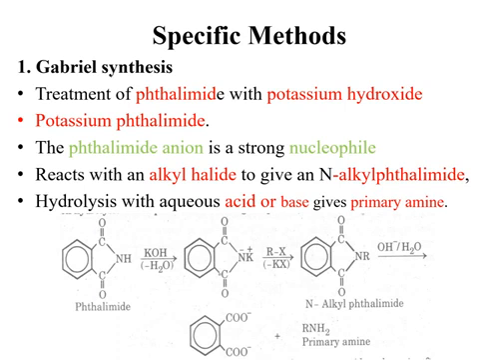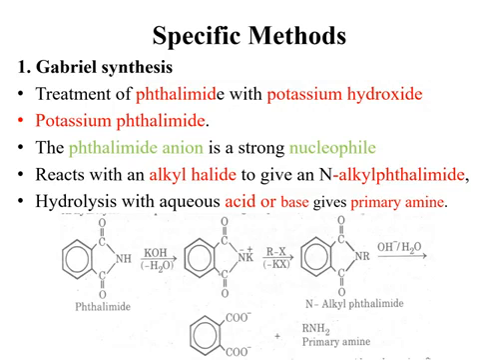This potassium phthalimide will again continue a similar type of reaction. In this case, the second step of this reaction is exactly the copy of the first reaction. In the first step, hydrogen was replaced by potassium, and in the second step, potassium will be replaced by another cation, that is alkyl cation, with removal of potassium halide.